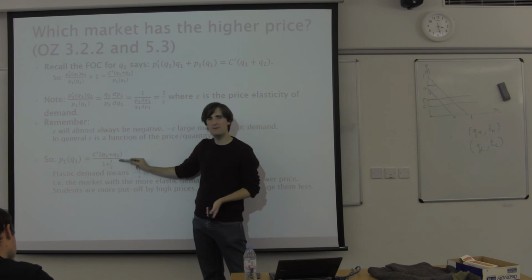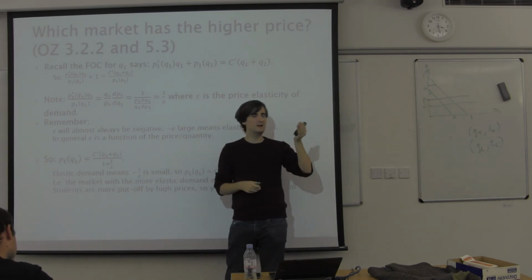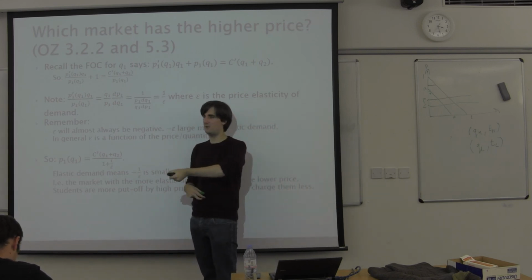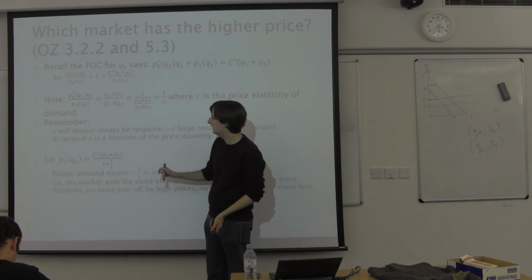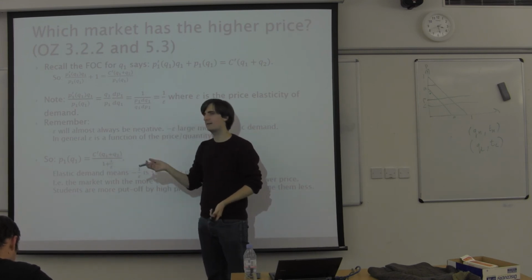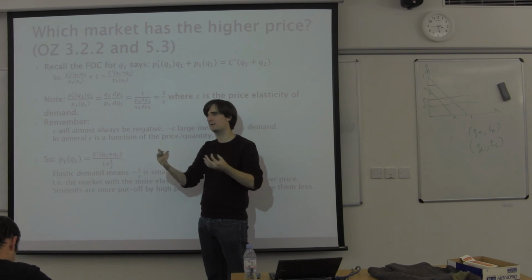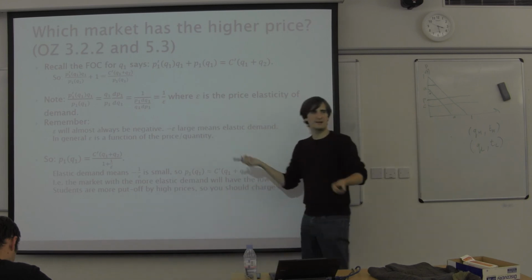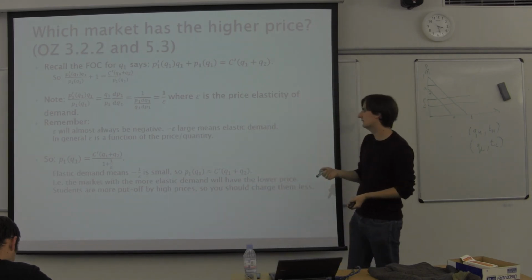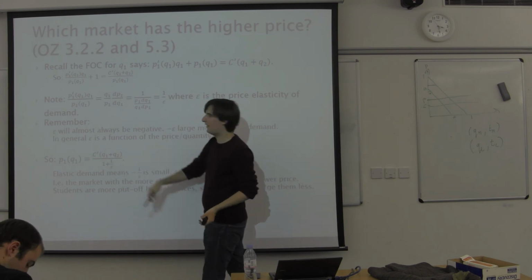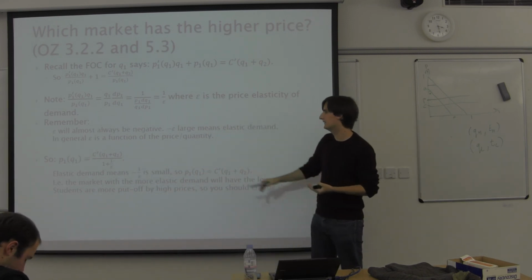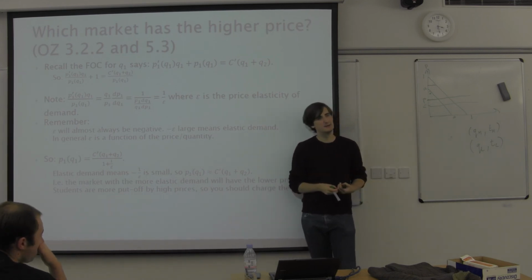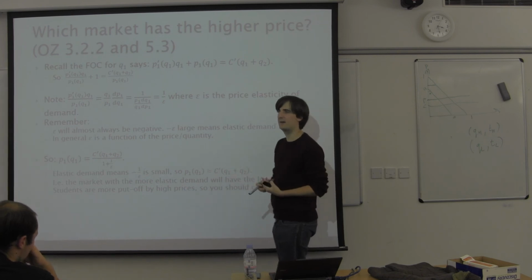We did this here for the type 1 consumers. You could do exactly the same thing in the market for type 2 consumers. Your marginal cost is the same in both markets because you're using the same production function to sell to both types, but the elasticity might be different in the two markets. So which market is going to have a higher price? Well, the market that's going to have the higher price is the one with the most inelastic demand. And that's what this shows us.